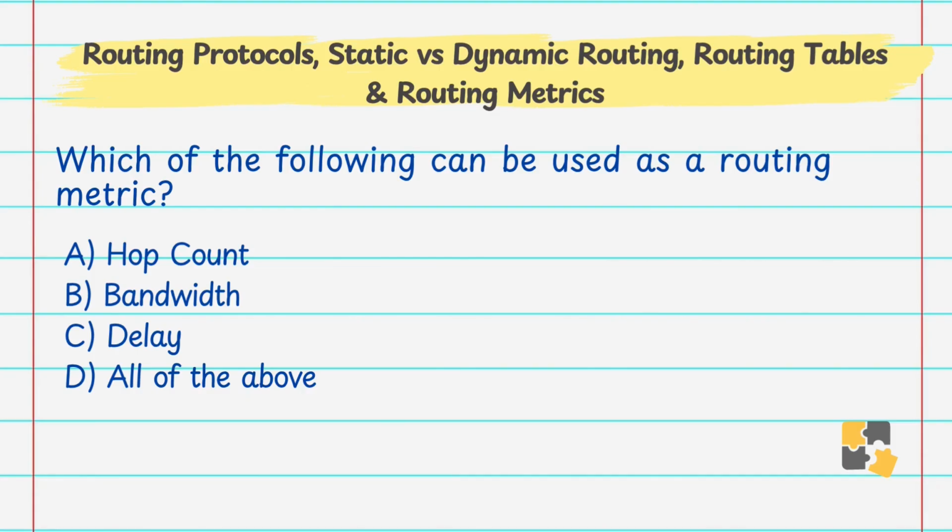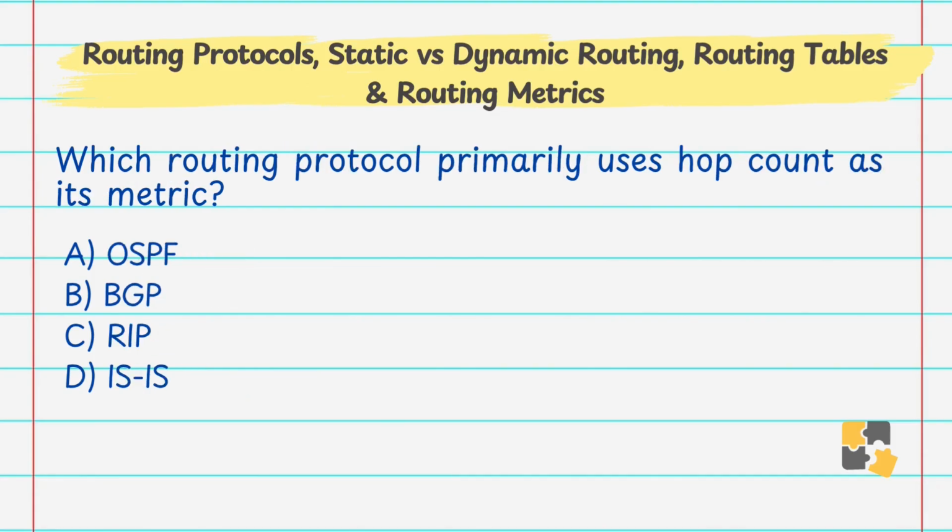Which routing protocol primarily uses the hop count as its metric? A. OSPF, B. BGP, C. RIP, D. IS-IS. Answer is C. RIP. RIP selects the route with the fewest number of hops.